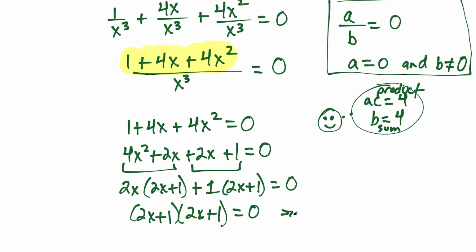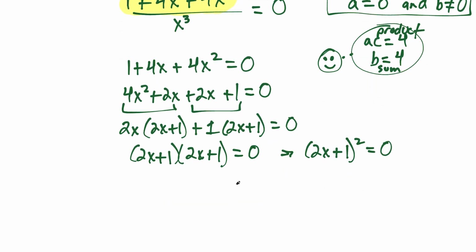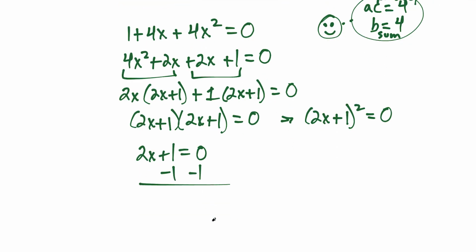I could write this if I want as 2x plus 1 squared, but either way here, we have enough information to get to our answer. So I just have to set one of the factors, 2x plus 1, equal to 0, because if I set both equal to 0, I'm just going to write the same answer twice, which I would only have to write once at the end anyway. So these terms cancel when we do 1 minus 1, and now we have 2x equals negative 1. We divide both sides by 2, and this tells us that x is equal to negative 1/2.